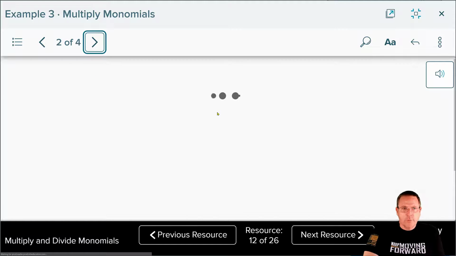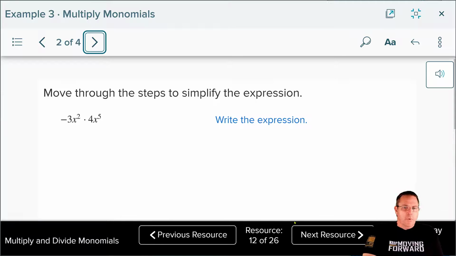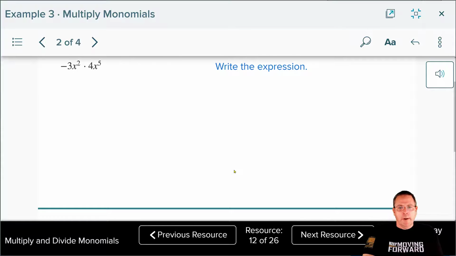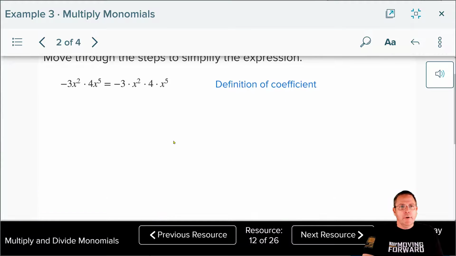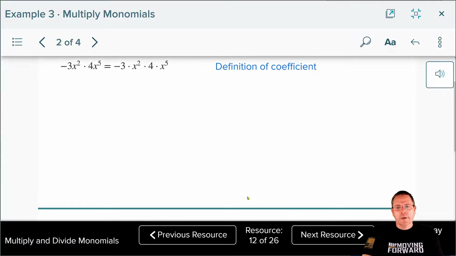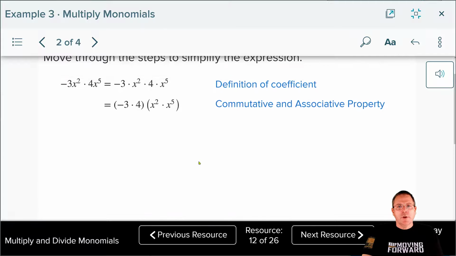So moving forward with this problem, we've got the original problem right here, and you can see the very next thing they do is break it apart. They took where they had 3 times x, they put a multiplication dot through it. The same thing for the 4 times x to the 5th, they put a multiplication dot there. Next, they're going to use the commutative and associative properties. The commutative property said order doesn't matter when multiplying. The associative property said grouping doesn't matter when multiplying.